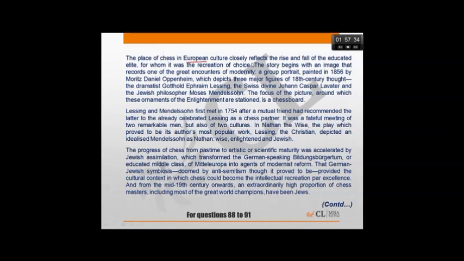The place of chess in European culture closely reflects the rise and fall of the educated elite, for whom it was the recreation of choice. The story begins with the image that records one of the great encounters of modernity, a group portrait painted in 1856 by Moritz Daniel Oppenheim, which depicts three major figures of 18th century thought: the dramatist Lessing, the Swiss divine Caspar Lavater, and the Jewish philosopher Moses Mendelssohn. The focus of the picture, around which these ornaments of the Enlightenment are stationed, is a chessboard.